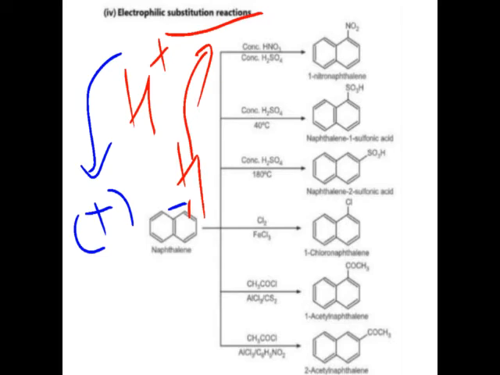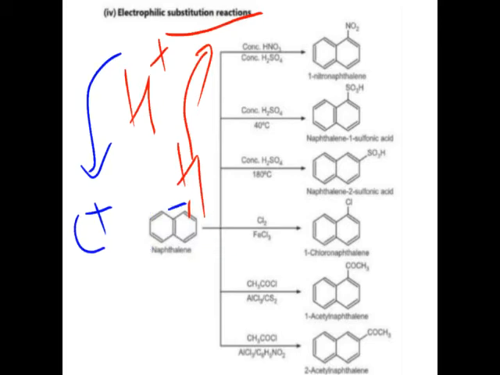So it is called the electrophilic substitution reaction, that is the removal of hydrogen takes place from naphthalene. So carbon gets a negative charge, so another positively charged species binds to this negatively charged carbon. So that is the electrophilic substitution reaction.